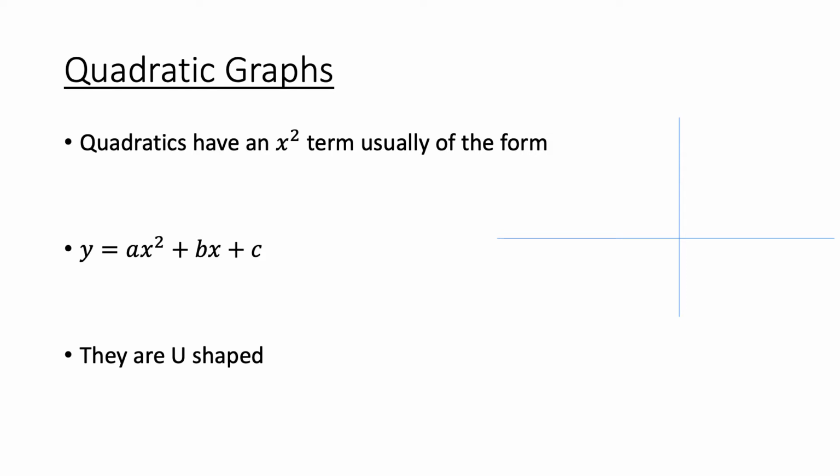Quadratic graphs. Quadratics have what we call an x squared term. So it is in the form y equals ax squared plus bx plus c.